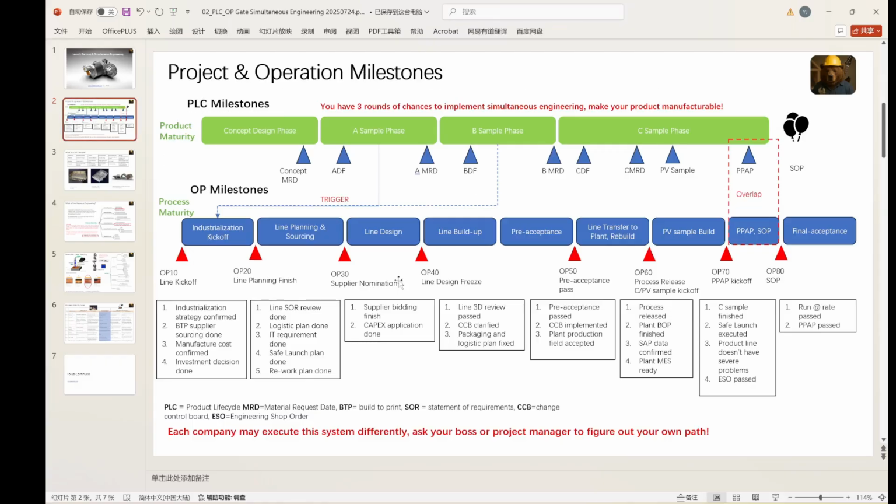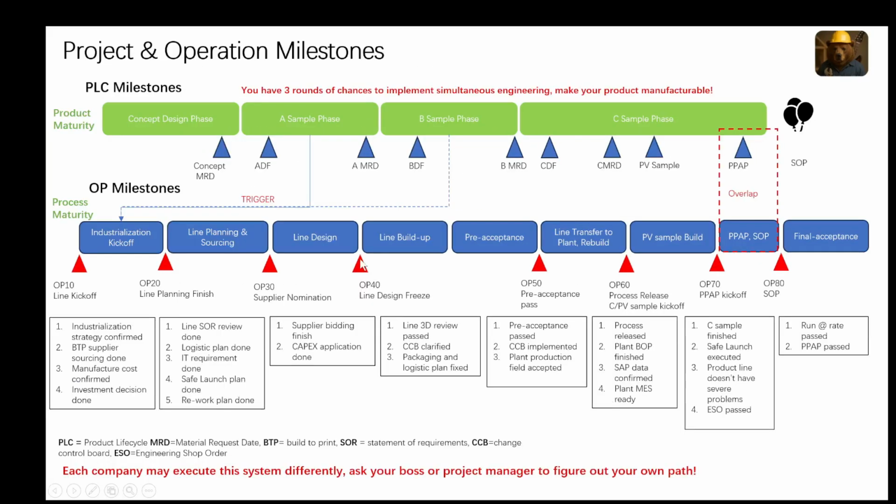There are two bars here, as you can see. The green one is the project milestone, or so-called PLC milestone, the product lifecycle milestone. This PLC system is very commonly used in the automotive industry. Almost every product or every component on the car follows this rule.